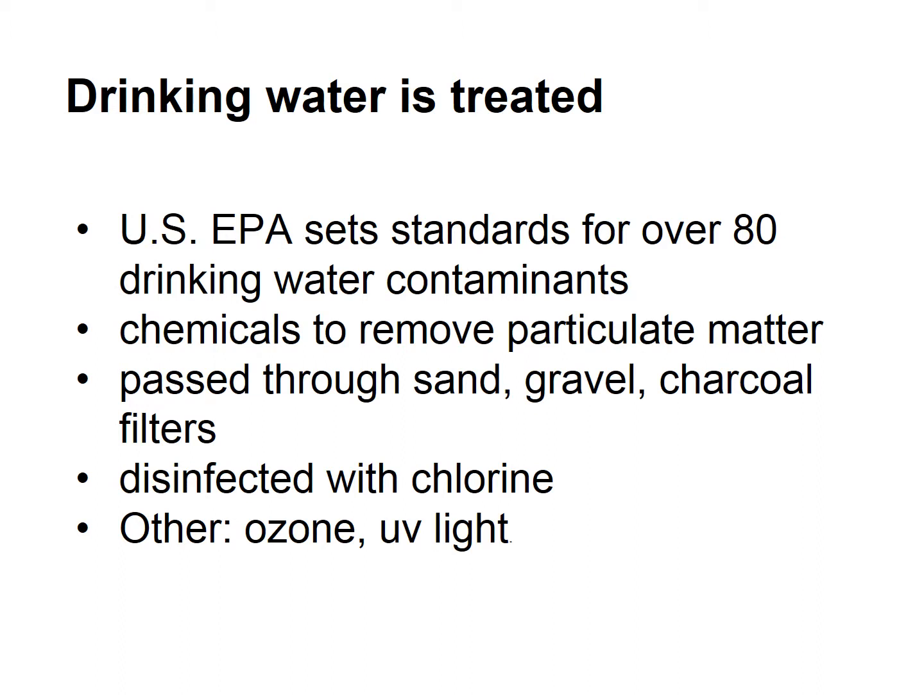All right, so what do we do for drinking water? So drinking water is treated, and the standards are set by the EPA. And basically, it's treated to remove particulate matter. So we want it clear with nothing in it. It's passed through various filters. It's disinfected with chlorine. So mostly in the US, our water is chlorinated, while in some parts of Europe, they use ozone or UV light to disinfect it.